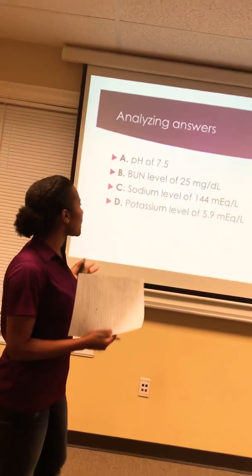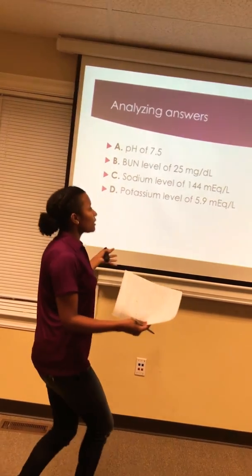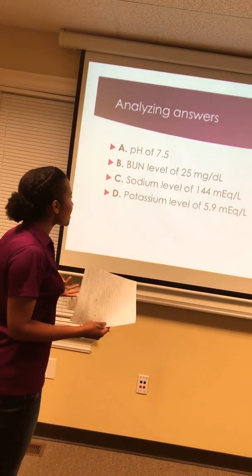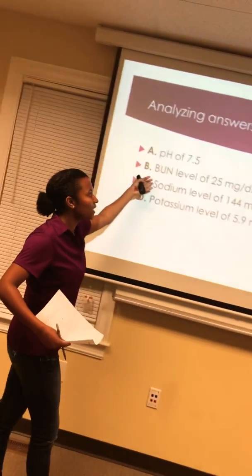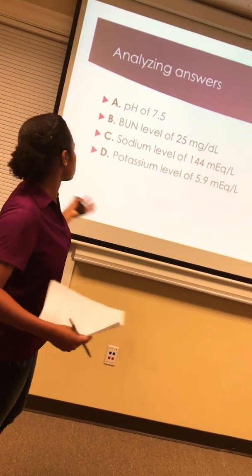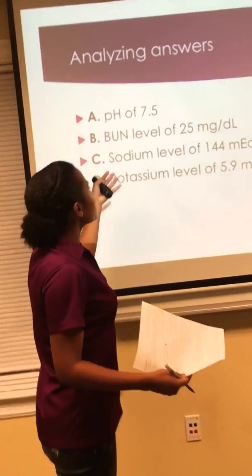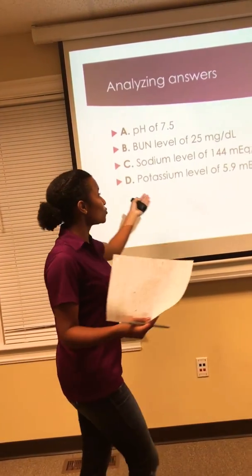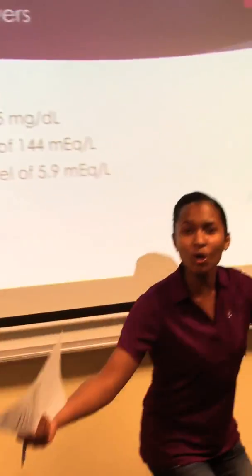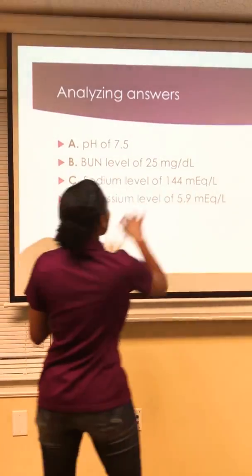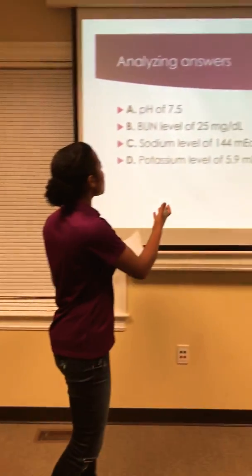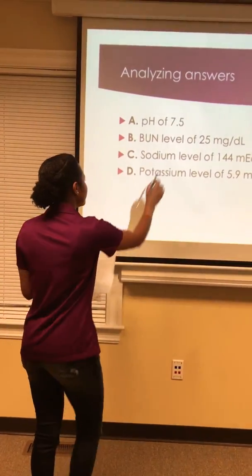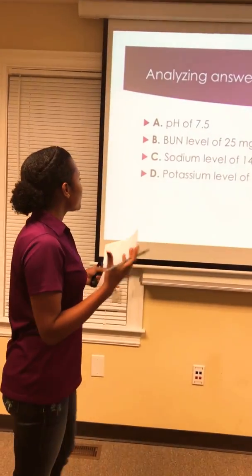B, a BUN level of 25. As we mentioned, with an elevated BUN we start suspecting the AKI. Now, is that a concern? It's not. It only indicates that there's a kidney disease there. And C, a sodium level of 144. Now, that's a stupid cross out. Let's just cross that out, okay? Because this is a normal level. We know that the normal level of sodium is 135 to 145. Stupid cross out.